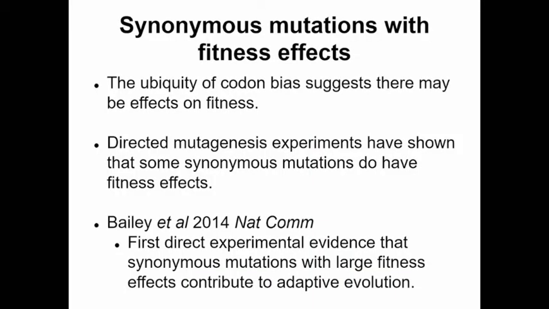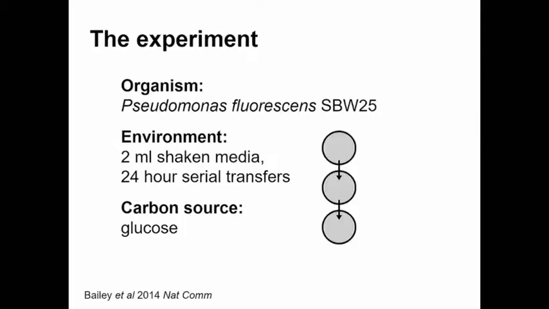Right, so now what I'm going to talk about is work that came out of my PhD that showed some direct experimental evidence that synonymous mutations with large fitness effects can contribute to adaptive evolution. So we had evidence that there was this potential for fitness effects, but we hadn't actually observed this as being a part of adaptive evolution. Okay, so let me tell you about the experiment.